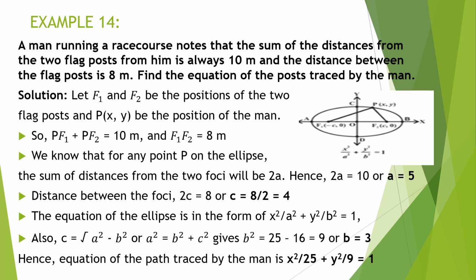From this we can find b, because a square is equal to b square plus c square. So we get b equal to 3. So when we put it in our standard form, x square upon a square plus y square upon b square equal to 1, we get the equation of the path traced by the man, which is x square upon 25 plus y square upon 9 equal to 1.